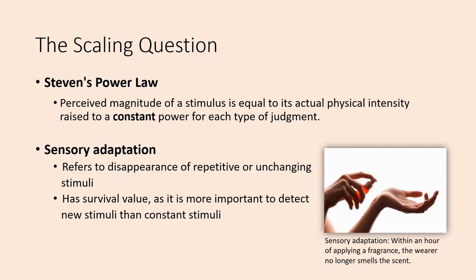Sensory adaptation refers to the disappearance of repetitive or unchanging stimuli. Sensory adaptation happens when the body's sensory receptors are exposed to a particular stimulus, such as loud noise, high temperatures, or strong scents, for a long enough time that the receptors decrease their sensitivity to the stimulus and make it less noticeable. This happens when a tobacco smoker stops noticing the smell on their clothes and hair, or when a hot bath feels cool after being in the water for just a few minutes.